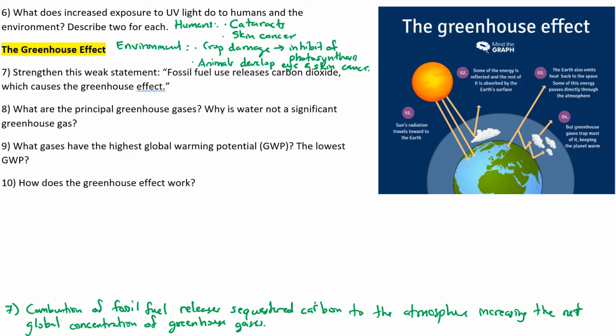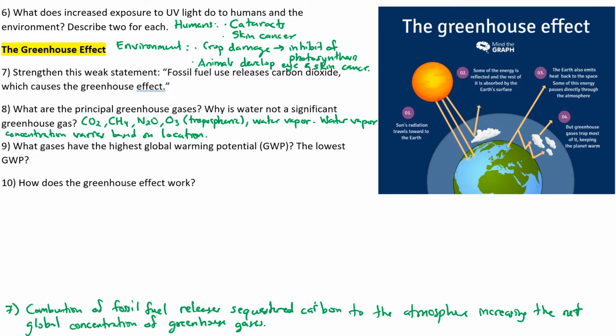Okay, number 8. What are the principal greenhouse gases? Why is water not a significant greenhouse gas? So we have CO2, methane, N2O, O3, tropospheric, water vapor, concentration varies based on location.